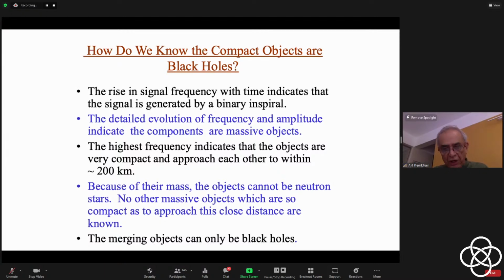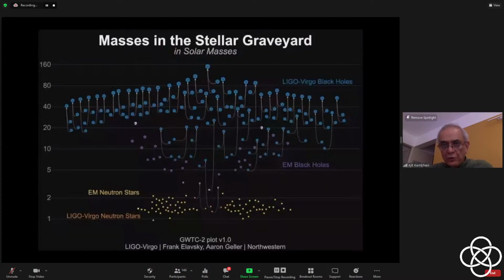They can't be white dwarfs. Can they be neutron stars? They can't be neutron stars, and that is because the mass of one object, as I told you, is something like 36 solar masses. The mass of the other object is 29 solar masses. So they must be black holes. But I should tell you that in about a year's time after they discovered this black hole binary, many more recent black hole binaries are known. They also discovered a binary neutron star.